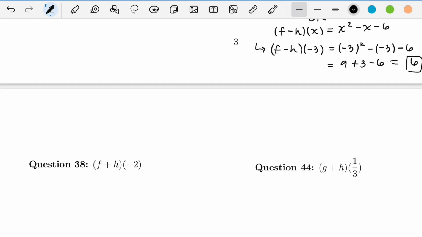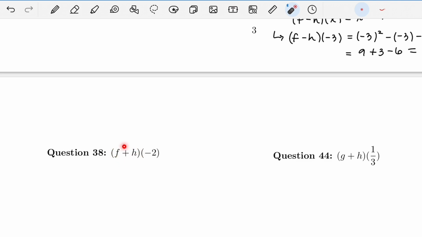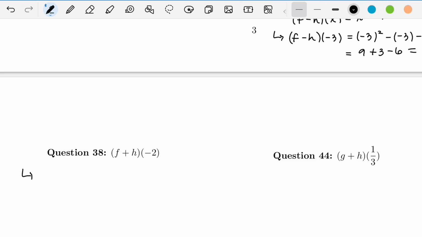All right, so let's look at another example here, question 38. Now what we're doing is we're going to add these 2 polynomial functions and evaluate the result at negative 2. Or what we can do is just plug in x is equal to negative 2 into each function and then add them together. So we're going to do the latter.